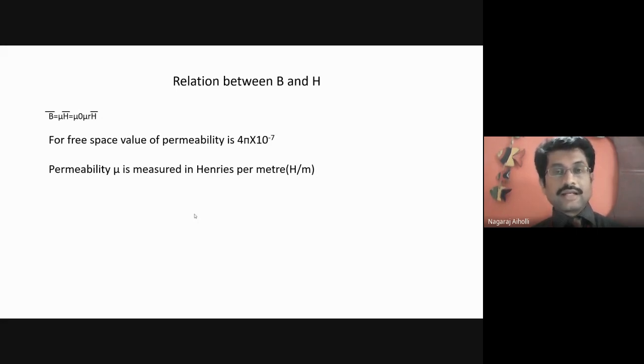Similarly, in electromagnetics, B is equal to mu into H. What is mu? Mu is equal to mu naught into mu R. If it is free space, then mu naught value will be 4 pi into 10 raised to minus 7, as we have epsilon naught value in electrostatics as 8.854 into 10 raised to minus 12 farad per meter. This permeability mu is measured in henries per meter.